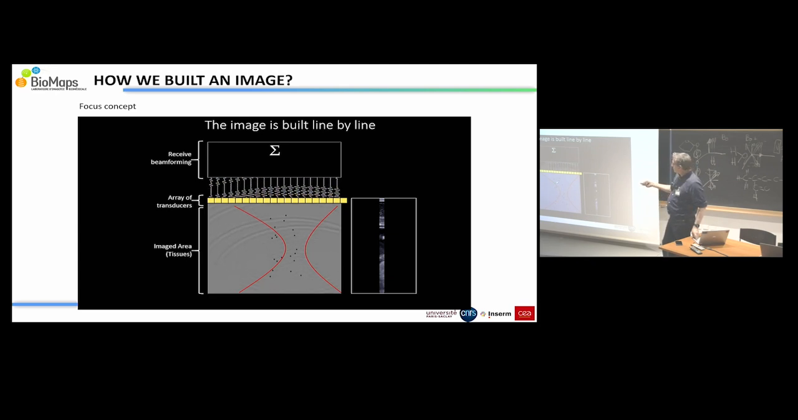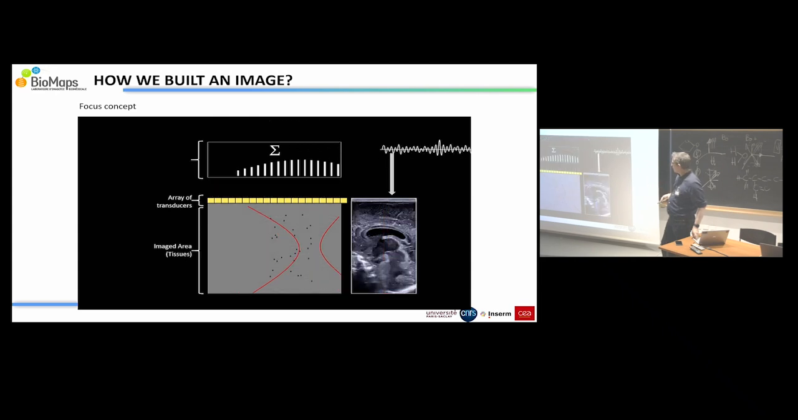Now I can do that for a bunch of transducers on the side to listen to echoes coming from the other line, and I do the same processing, and I have a second line, and I do this one time and one more, and like this I can reconstruct an image. And here I have an image of the brain in a baby through the fontanelle.